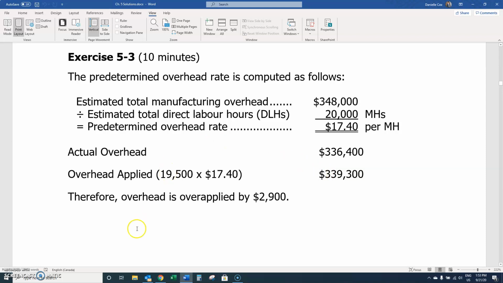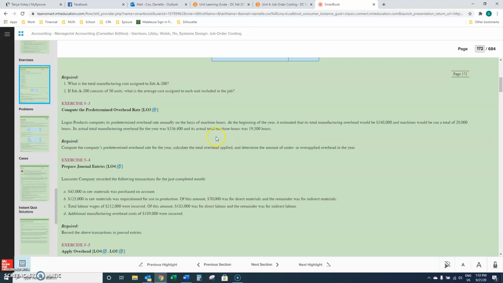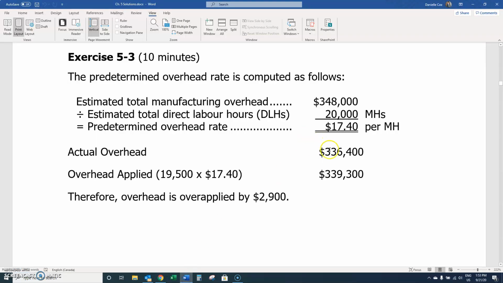But we're also told the actual amount of overhead that year. And the actual amount was $336,400. So therefore, we applied more overhead during the year than was actually incurred. So it was over applied by the difference of $2,900.